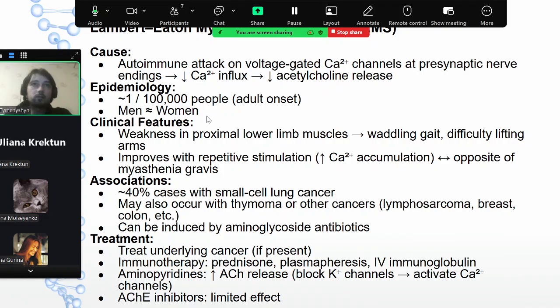approximately equally, that's 50-50 men versus women, and clinical features are weakness in proximal lower limb muscles, like waddling gait, difficulty lifting arms, and interestingly, it improves with repetitive stimulation. That's because calcium ions are accumulated, and this may distinguish it from myasthenia gravis. So you see that if you are performing some action repetitively, it may get easier to perform that action.